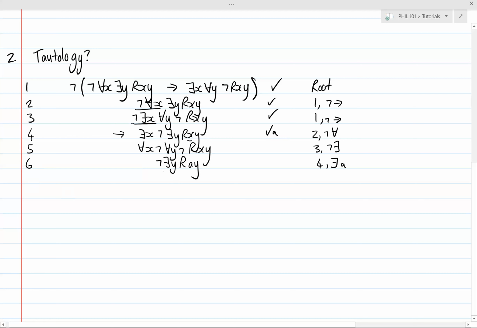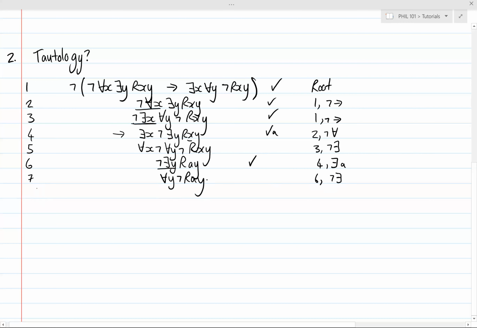Now I've got another negated existential over here, so I'm going to decompose that. That gives me for all y, negation of r a y. Now I've decomposed that, I get line 7 from line 6 using negation of existential. I'm going to go back.